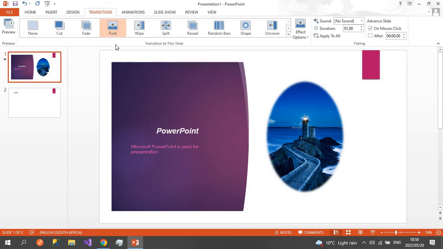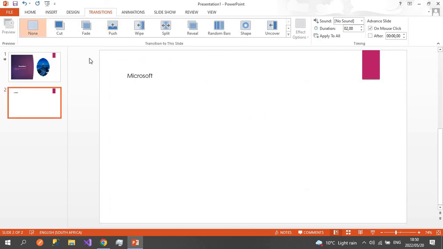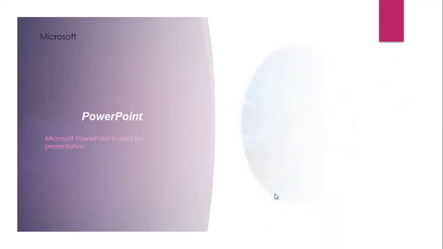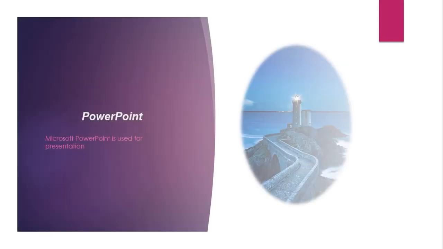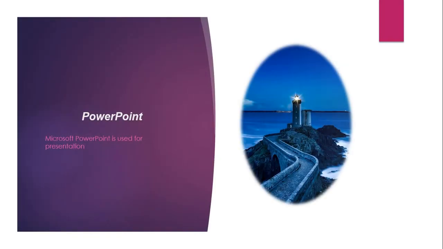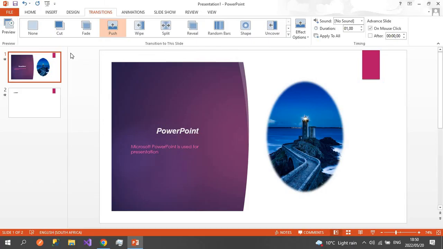Okay, so you add the push here, and then on this slide, you see here on this one it says none, on this one it says push. Maybe you can just use a different transition for this, like wipe, right? Here's push, and here's wipe, and then you say present, and as you go to the next slide, you see it wipes. If you go to the previous one, it wipes. Can you see there? So you can use different transitions.